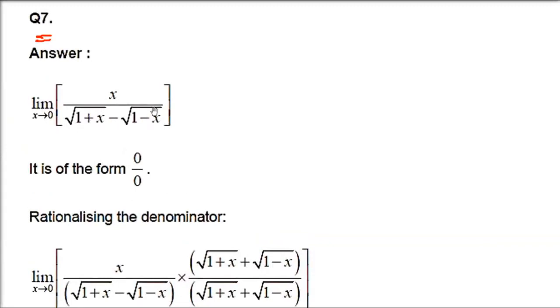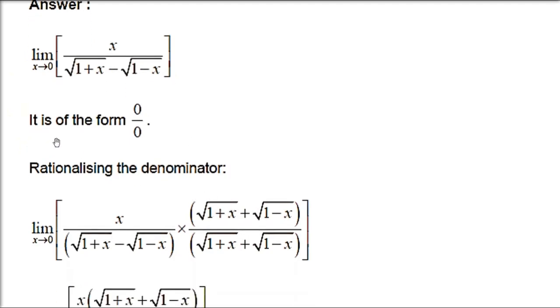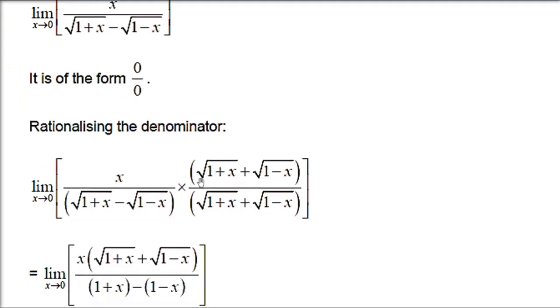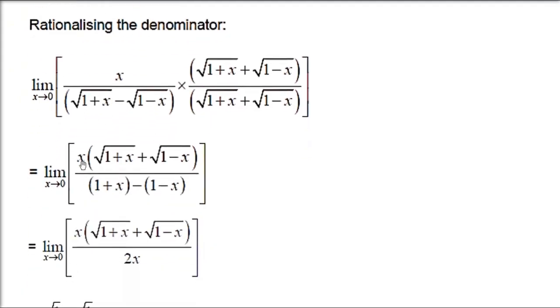Just multiply this by the rationalization factor. √(1+x) − √(1−x) will be multiplied by √(1+x) + √(1−x). So this is 0 by 0. All these questions in the exercise will be rationalization ones. So just multiply. So a square minus b square, and for sure the square root will not be there.